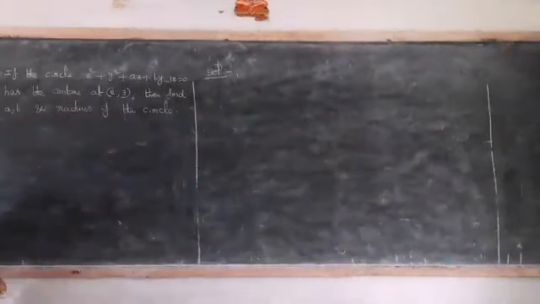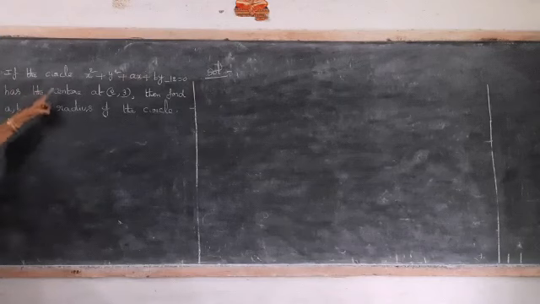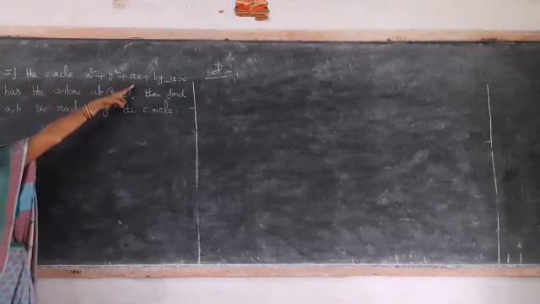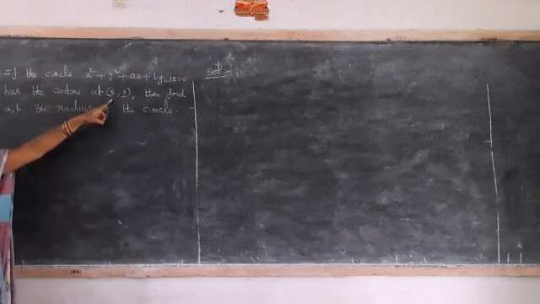Okay children, here we consider one question. If the circle x square plus y square plus ax plus by minus 12 is equal to 0 has the center at (2, 3).